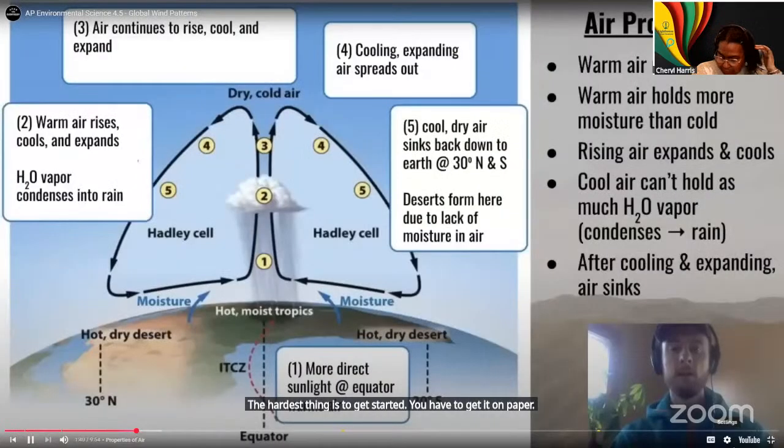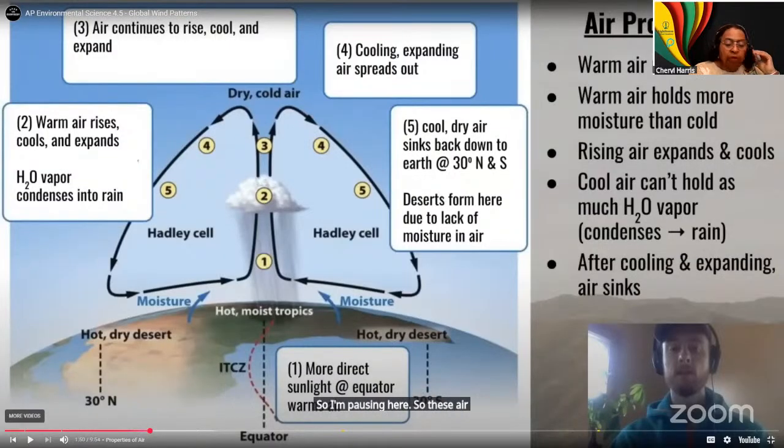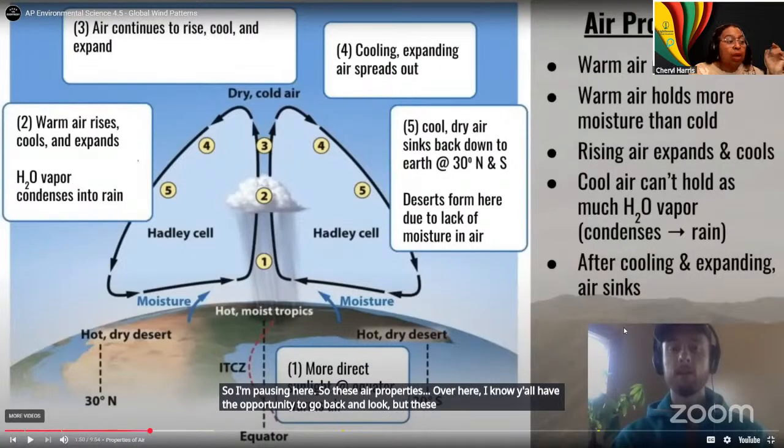And finally, after air has risen, cooled, and expanded, it's spread out, and then eventually it sinks back down. And we'll see that happen here in the diagram at 30 degrees north and south. So I'm pausing it here. These air properties over here, I know y'all have the opportunity to go back and look, but these are the properties you need to know about air, especially when you have to write your FRQs. This is what you need to know.